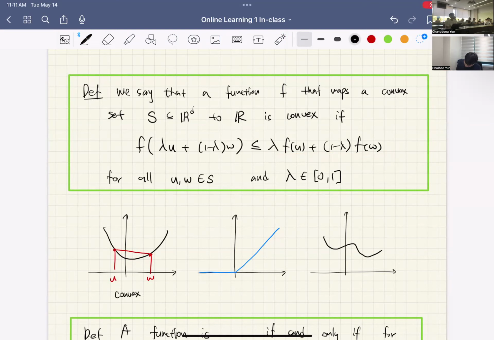Since all of the line segments are above the graph of the function, you can see that this function is convex, and convexity is not restricted to differentiable functions. So this is one example, ReLU, which is the maximum of p and zero. Although it is non-differentiable at zero, we can check from the definition that this is indeed also a convex function. But you can surely see that this other one is a non-convex function, because if you choose two different points like this and draw lines, then the line segment is actually below the graph of the function.